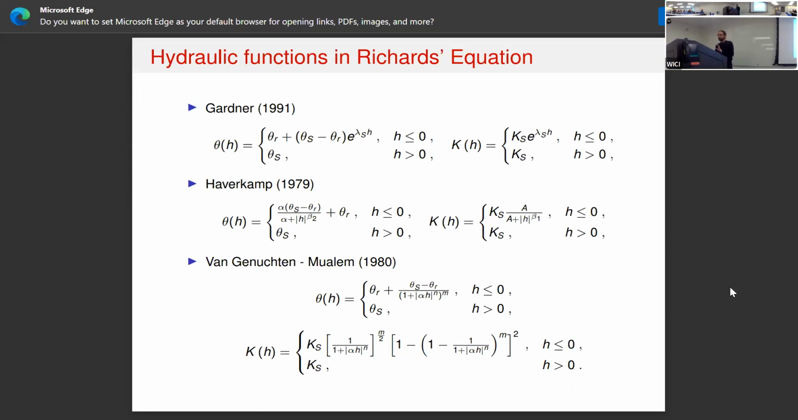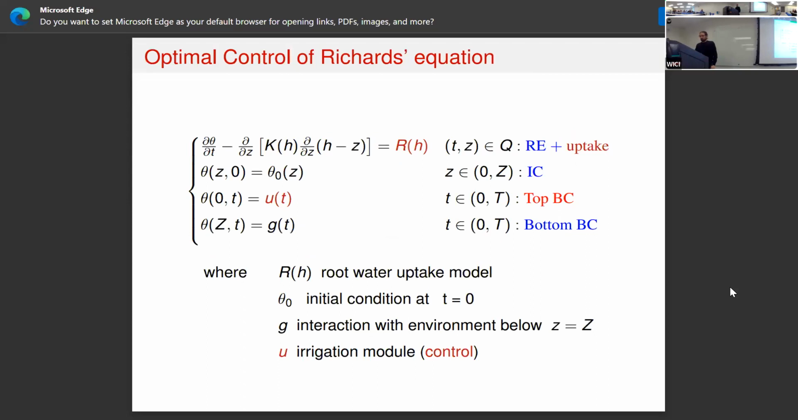Okay, so we will not focus on the value of the parameters, just to understand the kind of constitutive relationship we can consider between these functions. Okay, this quantity. Okay, so I said we want to use this dynamical system and study an optimization framework for this. Okay, so we want to consider the Richard equation.